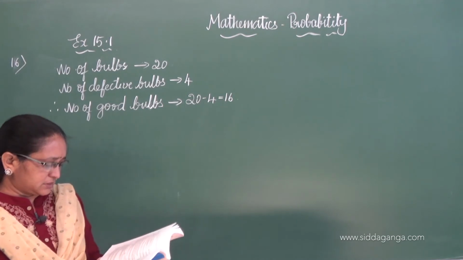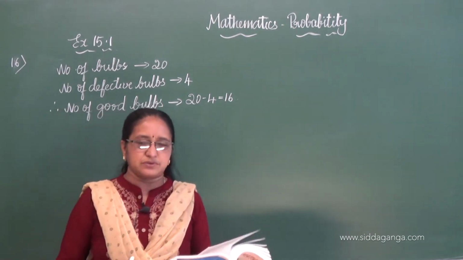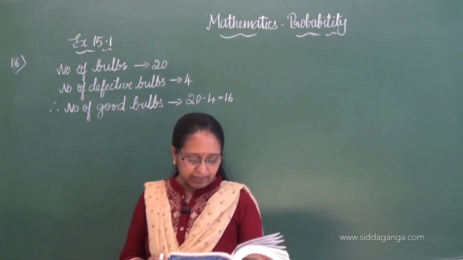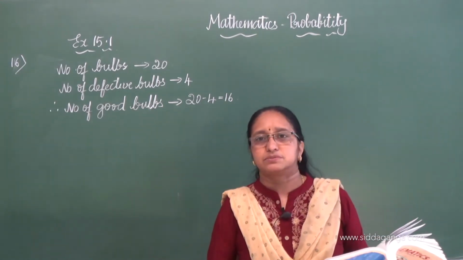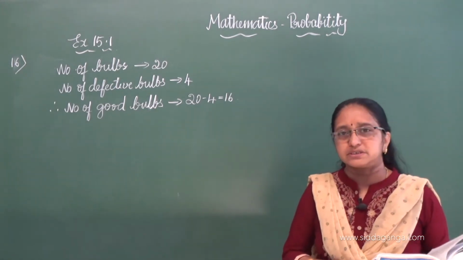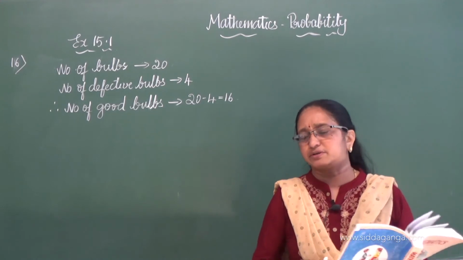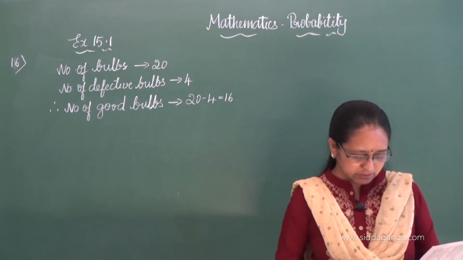Now, what is the probability that the bulb is defective? If you just pick up one randomly, that is defective. So, out of 20, here 4, there is a possibility of getting 4 defective bulbs. So, 4 by 20, okay, that is the answer.